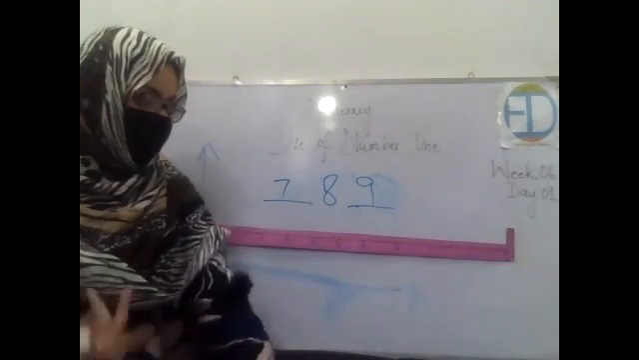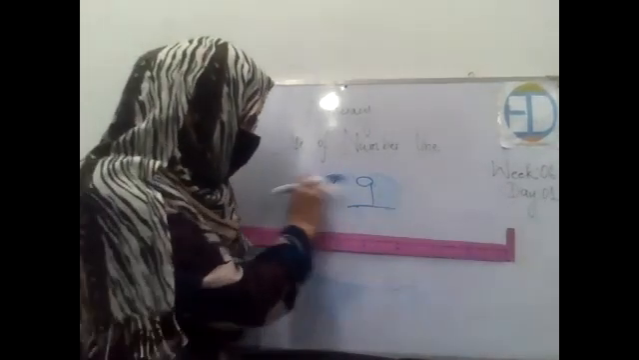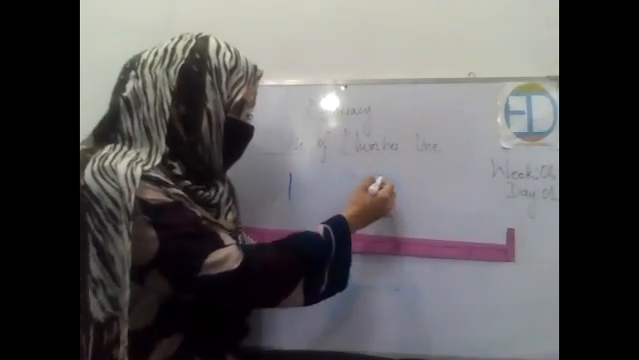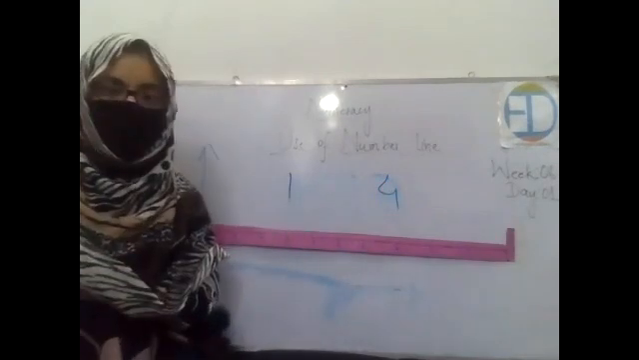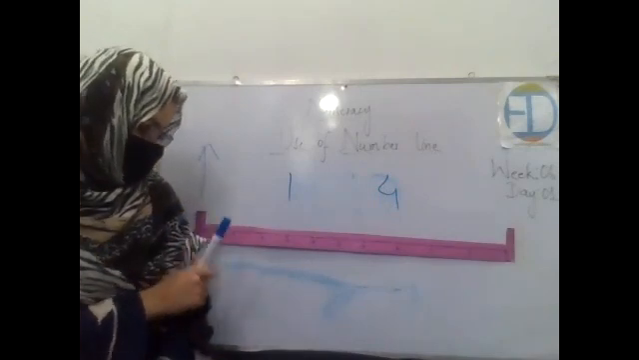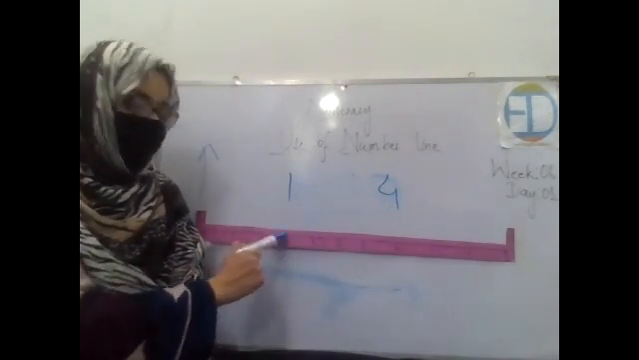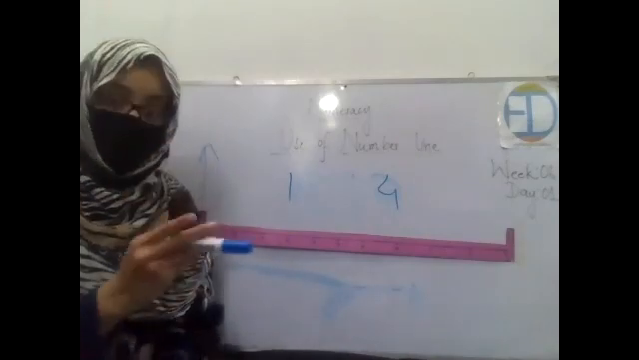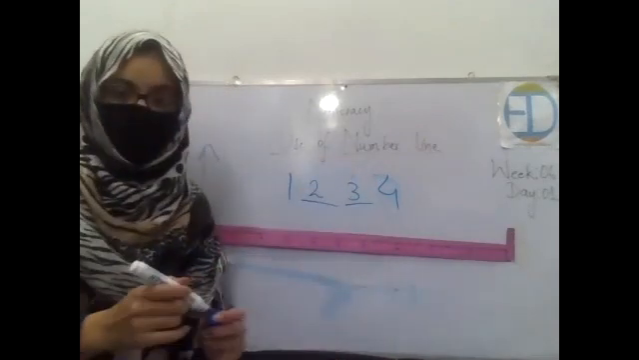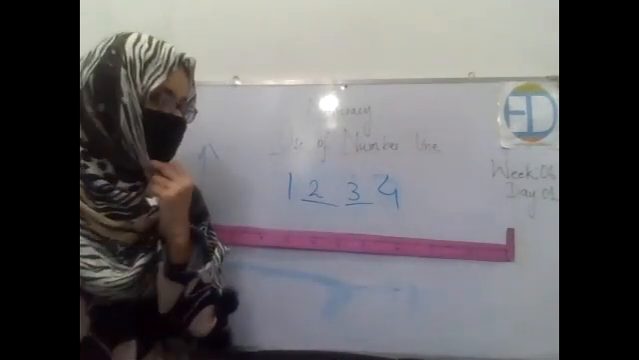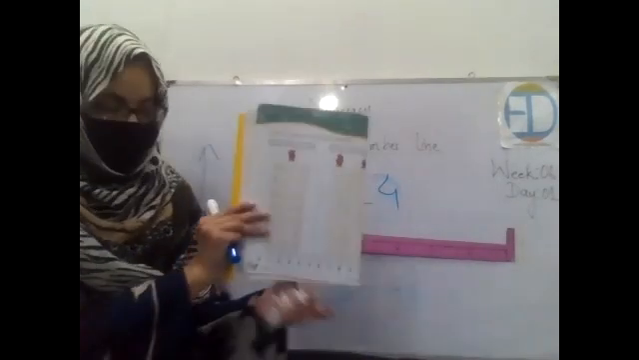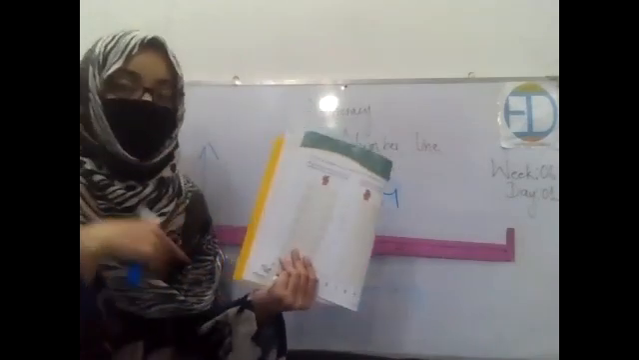Good. Okay, let's say I ask you how many numbers come in between 1 and 4. Look at the number line and tell me. This is 1 and this is 4. How many numbers are there in between? 2. Very well done. And what are they? 2 and 3. But in your book, the practice given to you is only for one number, okay? You are supposed to find only one missing number. So do practice it.